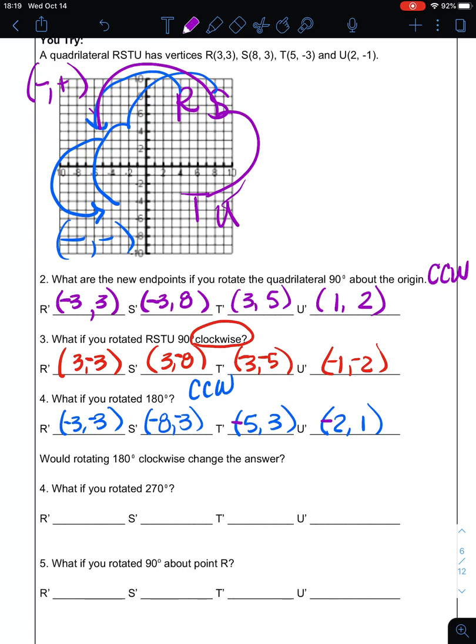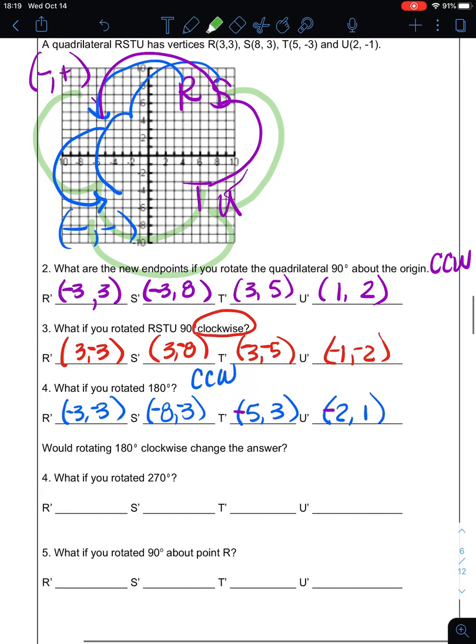Now, would rotating it 180 degrees clockwise change your answer? Well, if we do a quick look, it would go 1, 2. I still end up in quadrant 2. And for R and S, 1, 2, I still end up in quadrant 3 where I did before. So no, rotating 180 degrees clockwise doesn't matter. 90 or 270 does matter.